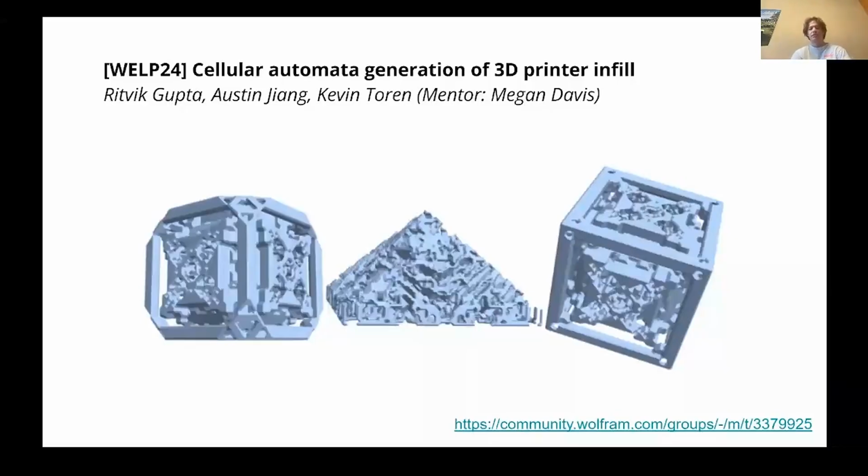Our project was on using 3D cellular automata to generate 3D printer infill patterns. I'm Kevin. Ritvik had the broken mic, and then Austin, you want to say hi? Oh, hi. So people know who you are. Okay. And then our mentor was Megan Davis.